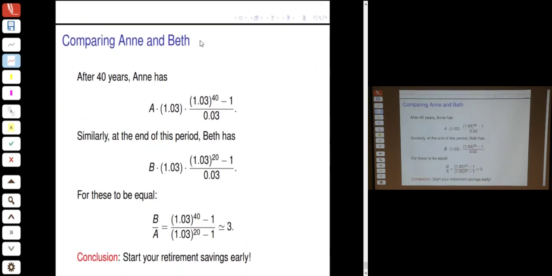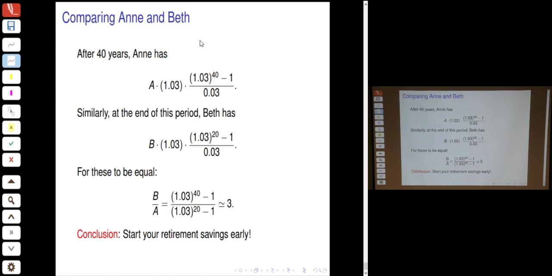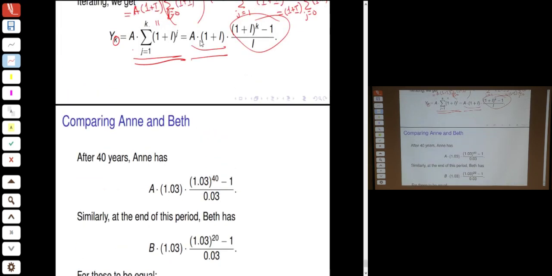So now we are ready for our punchline. After 40 years of this savings, Anne has Y40, which is a starting amount, times 1 plus I, where I is 3%, so 3 over 100, so it's 0.03. So 1 plus I is 1.03, and it's (1.03 to the 40, because k for Anne is 40 years, minus 1) over I.